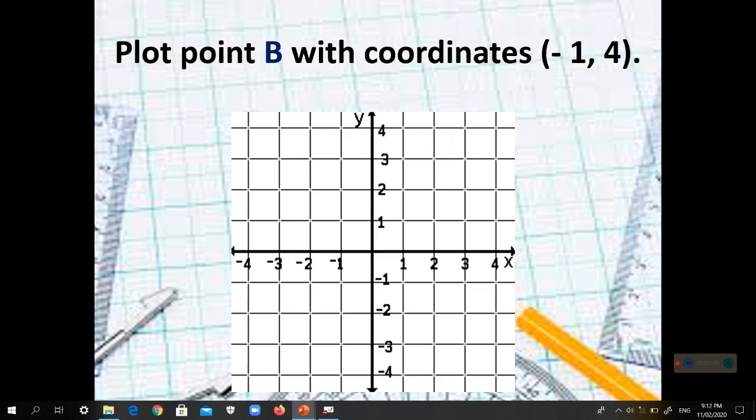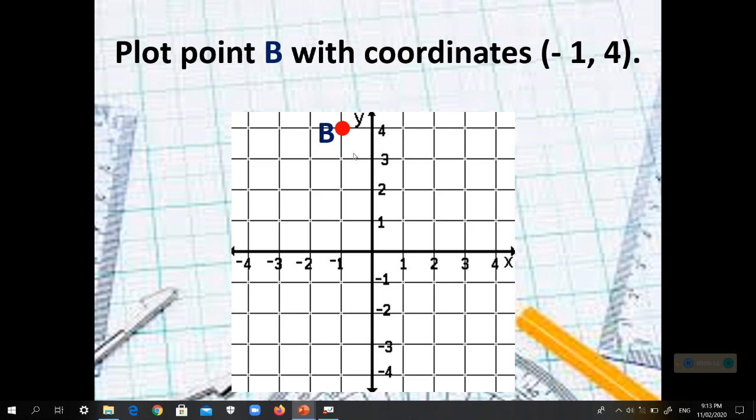So next, let's proceed with point B. So we have here point B with coordinates -1, +4. So we have here -1. So we have here this one. And since our y is positive, you are going to go upward. So we have here +4. And then again, the point of intersection of -1, +4 will be the place of point B.